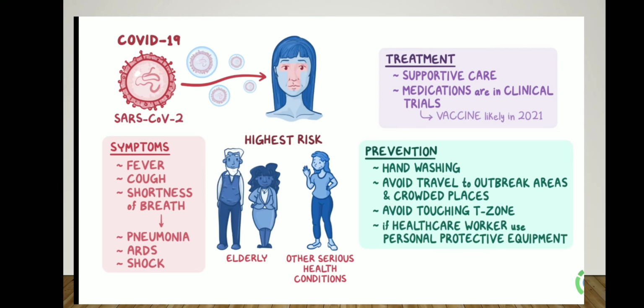The T-zone is an area of the body on the face, including the 2 eyes, nose, and mouth. It's almost like the alphabet T, so it's called the T-zone. So doctors advise patients and all people not to touch the T-zone of the body.